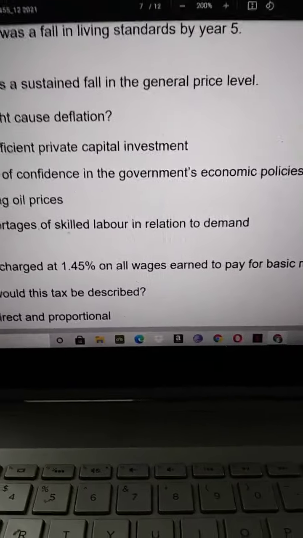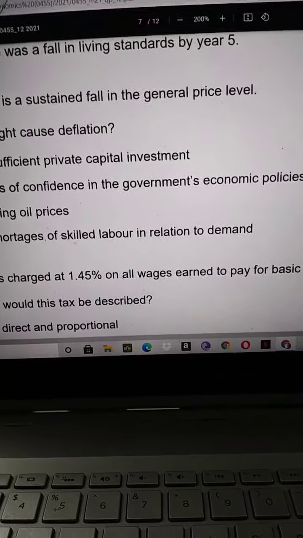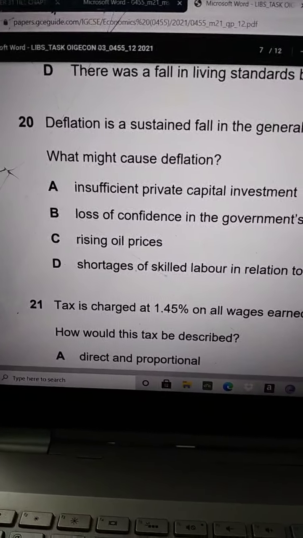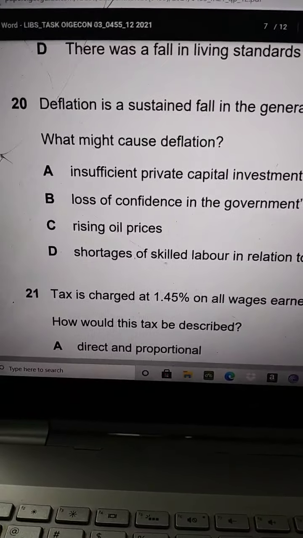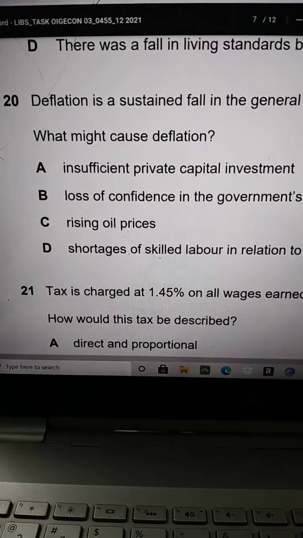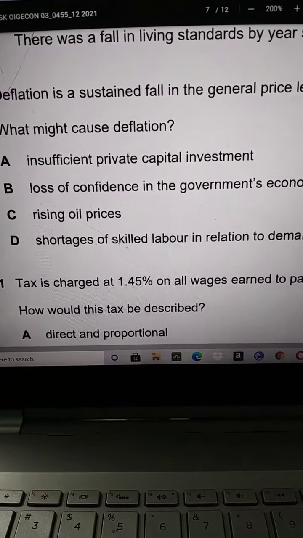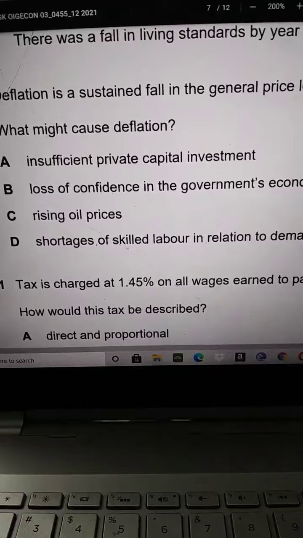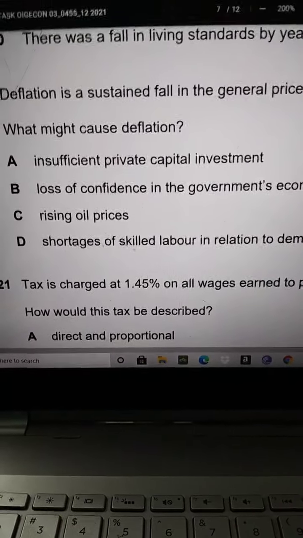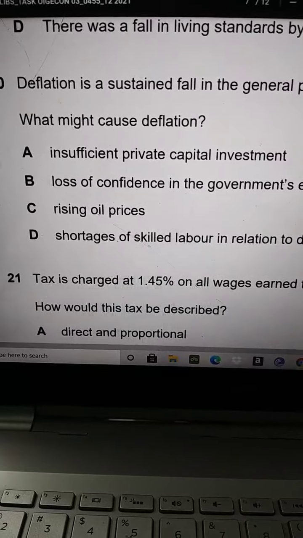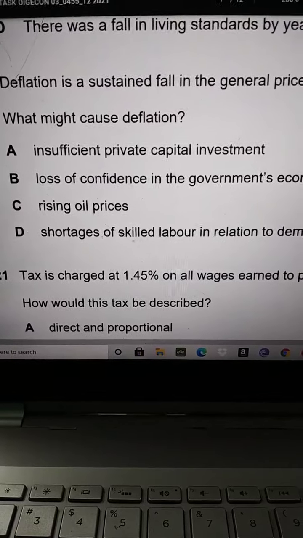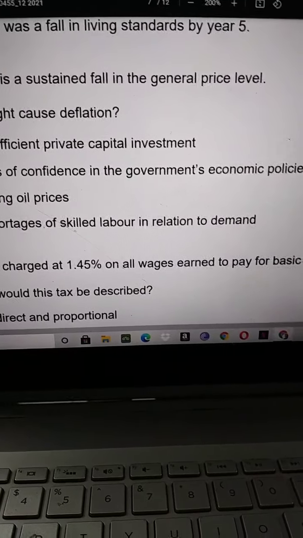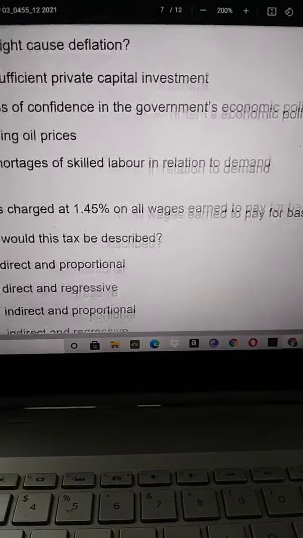of confidence in the government's economic policy. The government, the people, even the producers and the consumers are not sure whether to invest in that economy, whether to spend in that economy. So the total spending is going to be decreased, and that will create deflation. There, the supply is there, but there are no buyers of those goods and services. So that's why we say that question number 20, B is the answer. The lost demand is because of the loss of confidence of the government's economic policy among the people.